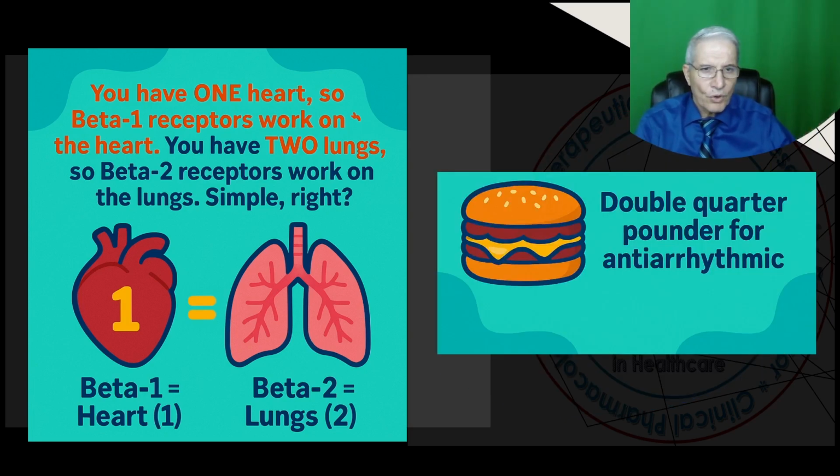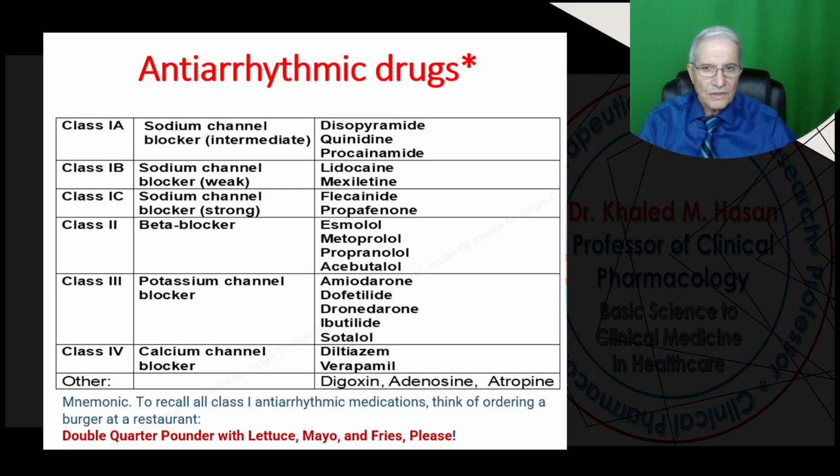Okay, we have another mnemonic. This mnemonic is called double quarter pounder, and it is a mnemonic for the antiarrhythmic drugs. As you can see from this table, this table belongs to the antiarrhythmic drugs that I have on YouTube. Here we have a category for antiarrhythmic drugs. We have class 1, class 2, 3, 4, and we have other. In class 1 we have subtypes: class 1A, 1B, 1C, and all of class 1, as you can see here, blocks the sodium channel. We have intermediate, weak, and then strong.